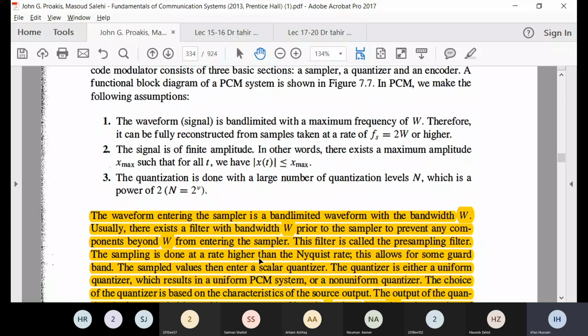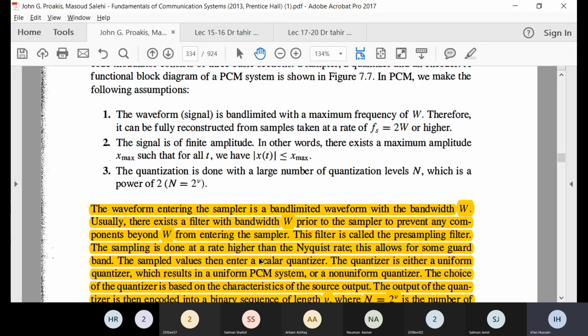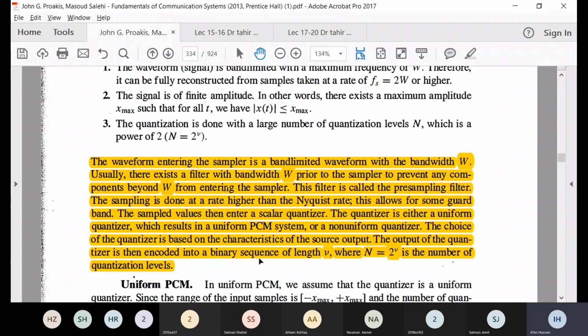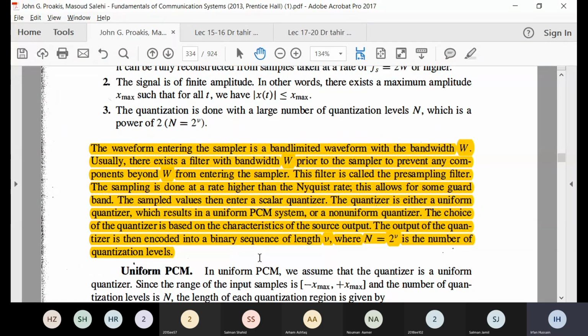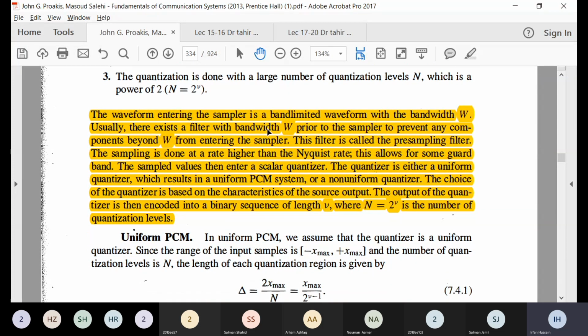And we saw that there were three fundamental assumptions. First of all, the signal is band limited. Sampling is at 2W. If W is the bandwidth, it will be 2W or higher. The amplitude is restricted, and the number of quantization levels is equal to N, where N is always a power of 2. We can restrict the signal to W bandwidth by using an anti-aliasing filter or a pre-sampling filter. We can always allow for some guard band, as we discussed in the previous lecture. This means we can sample at a rate higher than the Nyquist rate.